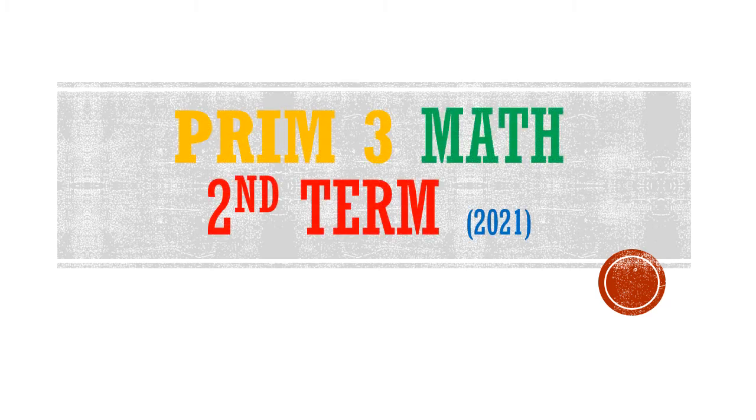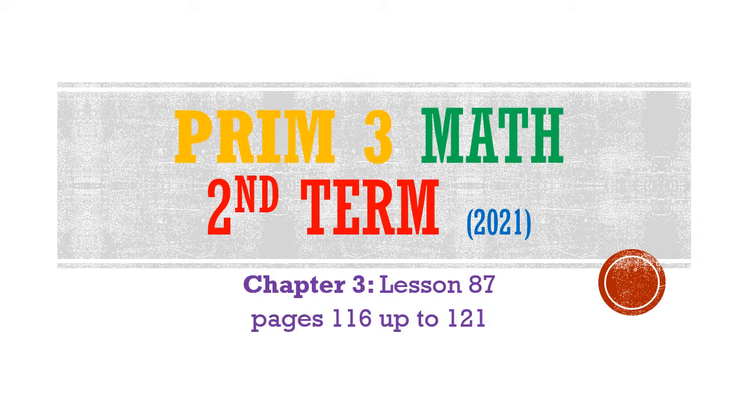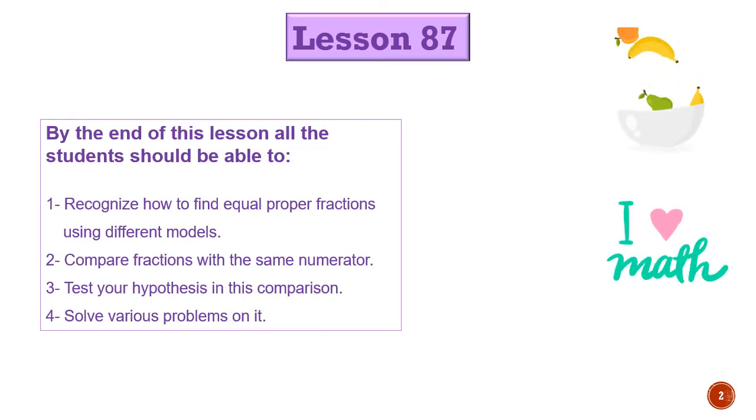Good morning, Primary 3 Math, second term 2021. Here we have chapter 3, lesson 87. Okay. We have some objectives here.